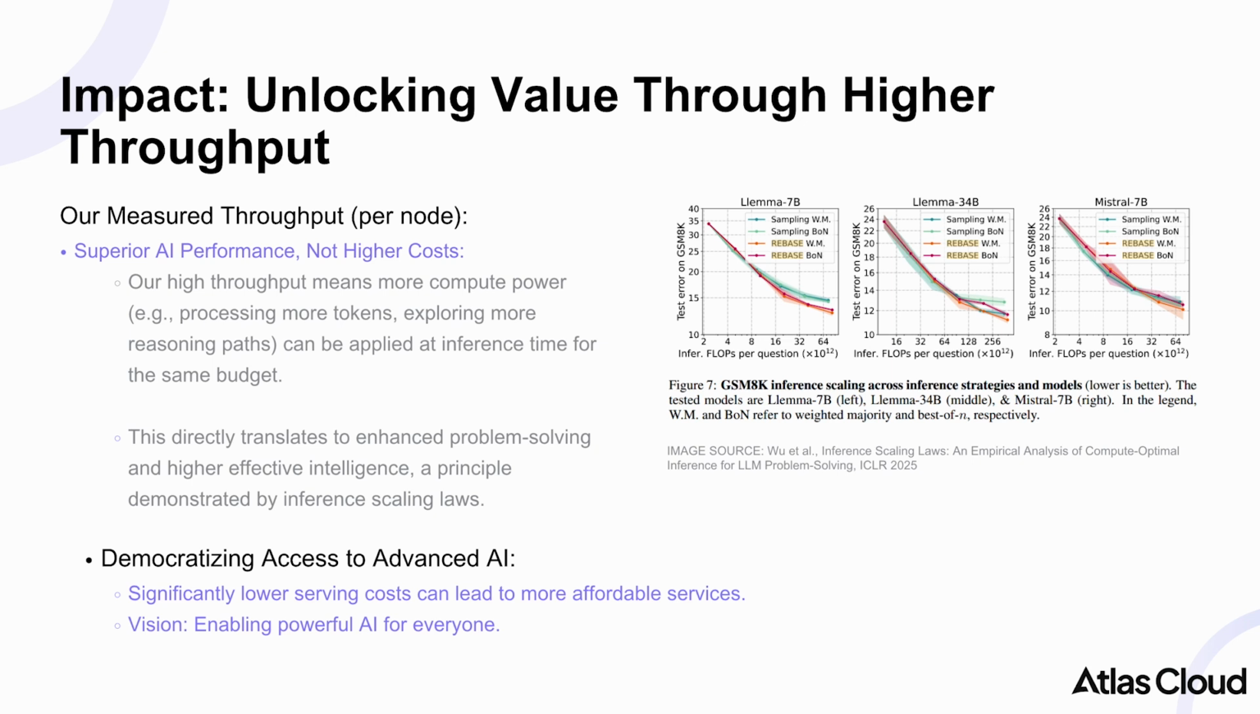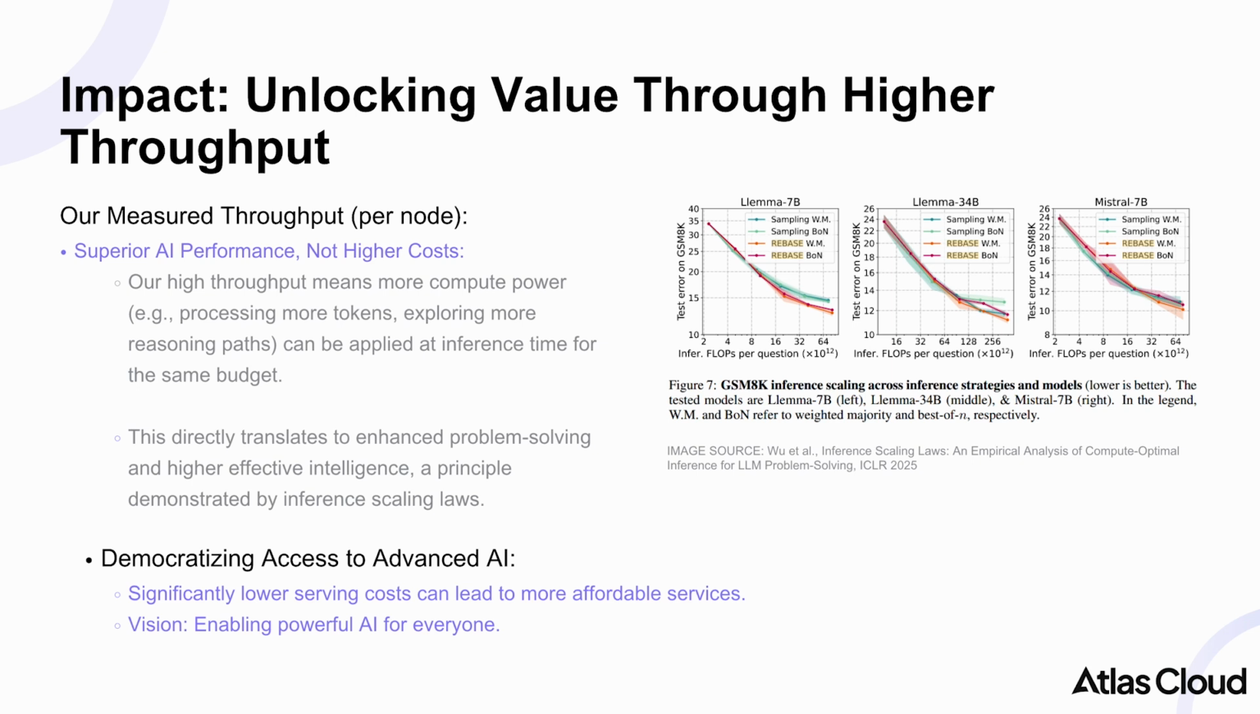As shown in the graph to the right, higher inference scoring, driven by more computational FLOPs per question, leads to lower error rates on challenging benchmarks like GSM8K. In simple terms, using more tokens not only means more information processed, it also means better answers. Essentially, our high throughput enables more compute, leading to smarter AI.